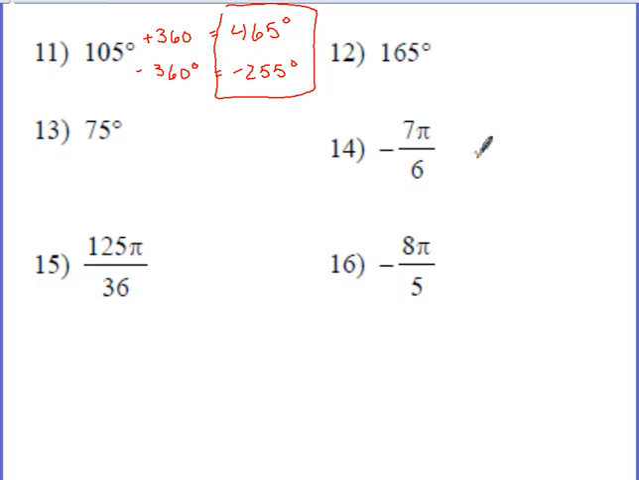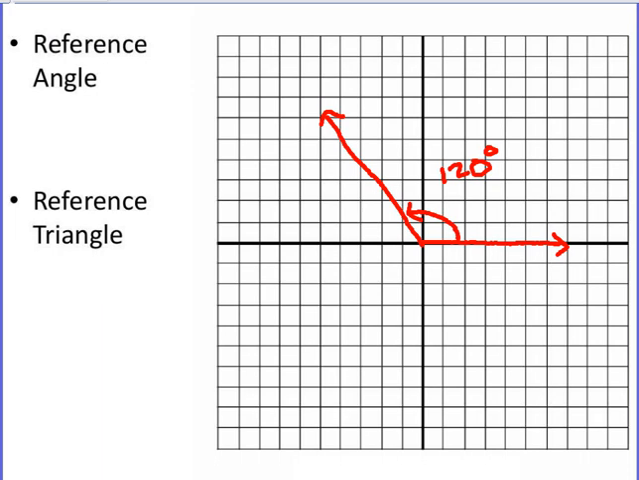In radians, it's going to be the same thing. We're going to add and subtract a full circle, but a full circle is no longer 360. If it's in radians, it is 2 pi. So I'm going to add 2 pi radians and subtract 2 pi radians. Negative 7 pi over 6 plus 2 pi would give me 5 pi over 6 radians as a coterminal angle, and then minus 2 pi would give me negative 19 pi over 6 as a coterminal angle. So why don't you go ahead and pause here and finish up these examples up to number 16.